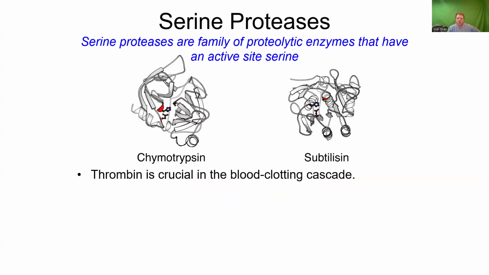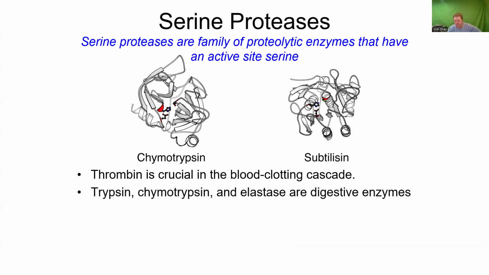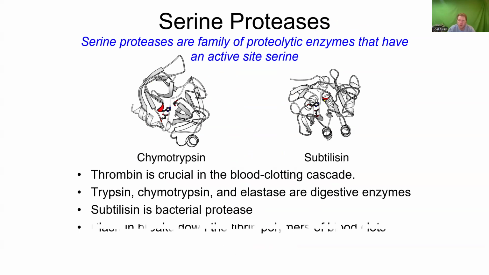Okay, so chymotrypsin, subtilisin, and thrombin are all examples of proteases. Trypsin, chymotrypsin, and elastase are digestive enzymes. Subtilisin is a bacterial protease. Plasmin breaks down the fibrin polymers of blood clots.